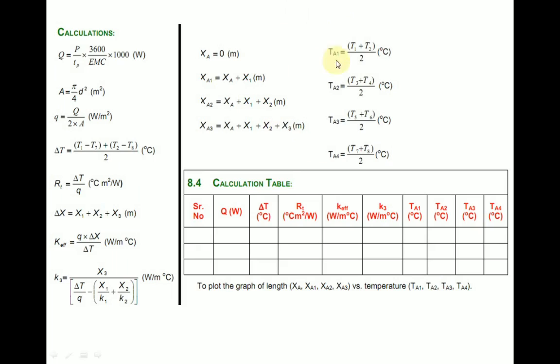Then after that we need to find the average interface temperature. So TA1 is equal to T1 plus T2 divided by 2. TA2 is nothing but T3 plus T4 divided by 2. TA3 is nothing but T5 plus T6 divided by 2. And TA4 is nothing but T7 plus T8 divided by 2. So this is how we will be able to find the average interface temperature. Then we need to put all these values over here, and at the last we need to draw a graph. We have done these calculations with the help of an Excel sheet.